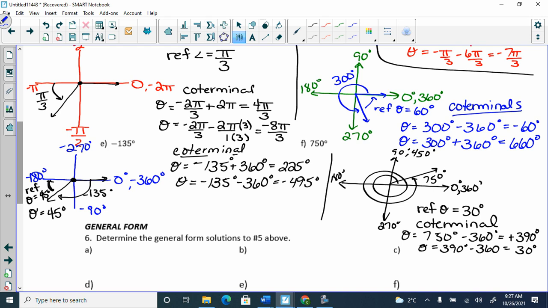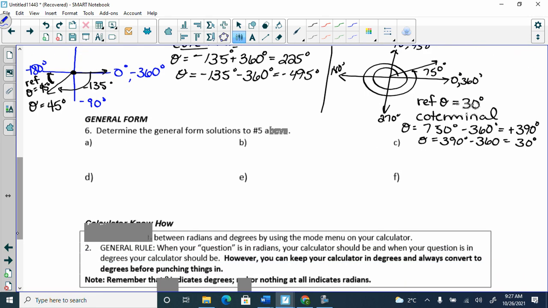So we're going to give the general form solution. The general form solution is basically every single coterminal angle, every single angle that could possibly land on there. Here, I just gave you 2 random ones: 2 added, 2 subtracted, 1 added, 1 subtracted. Just random coterminals. They can ask for the general form. So we're going to look at 6a.